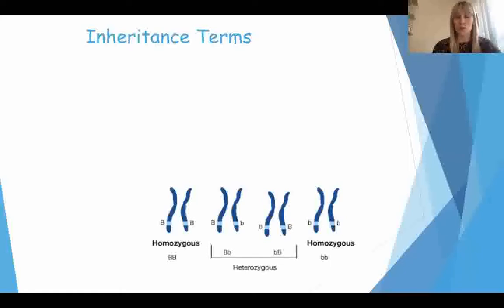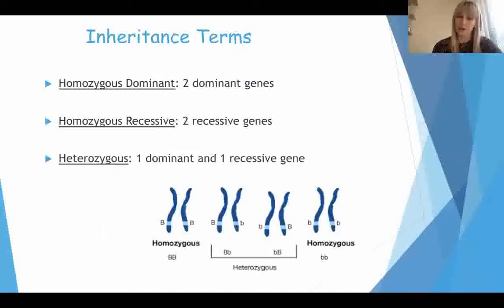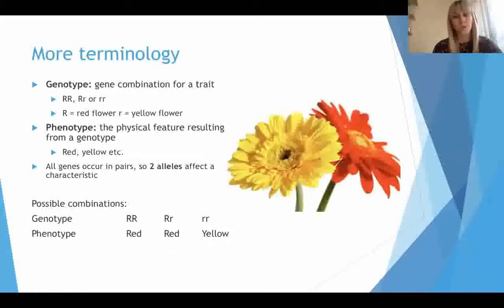So these are all terms that you need to know. You need to be able to understand, define, and eventually be comfortable with using them. Homozygous dominant, two dominant. That's the first one, capital B, capital B. Homozygous recessive, two recessive, that's small b, small b. Then we get heterozygous, that has one dominant, one recessive, in either capital B, small b, or small b, capital B form.